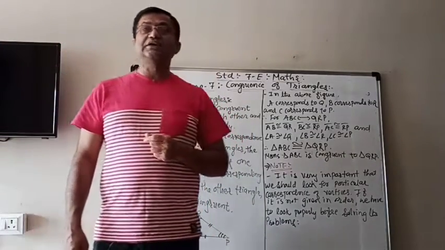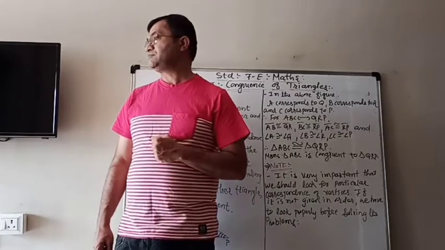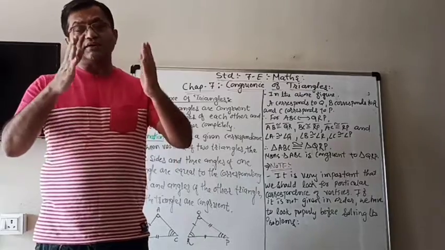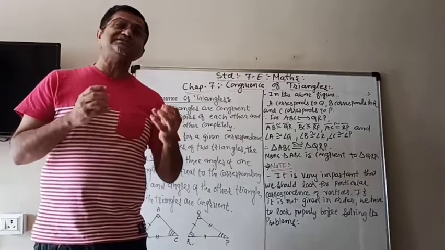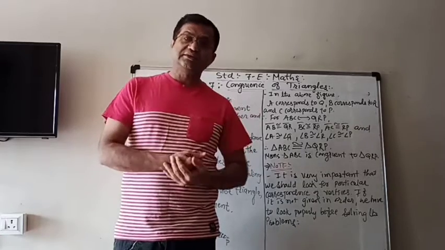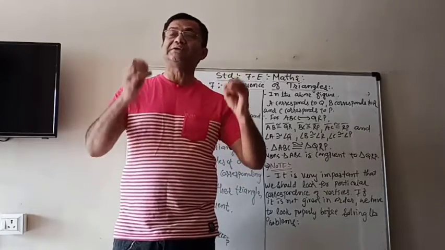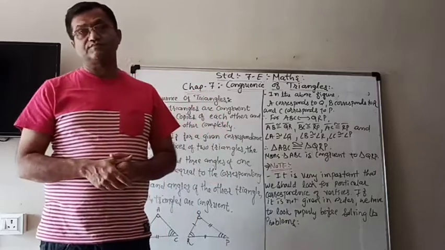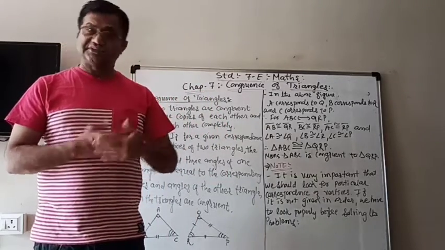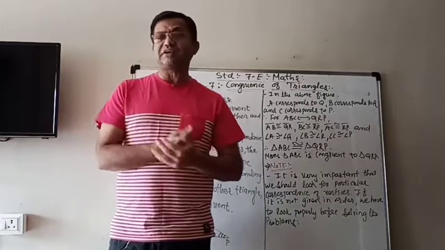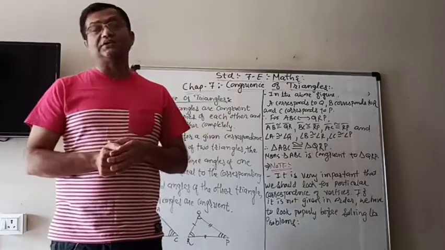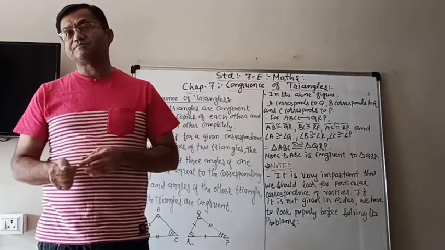Then we saw two line segments. When the two line segments have equal length, we said that they are congruent line segments. But if their lengths are different, the shape is the same but the sizes are different, then they are not congruent line segments.